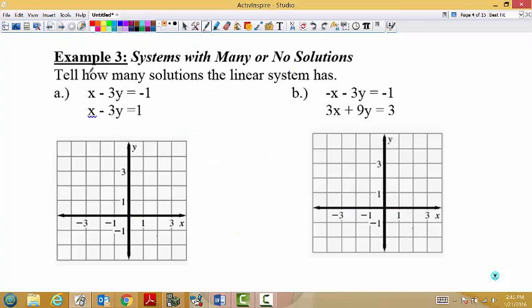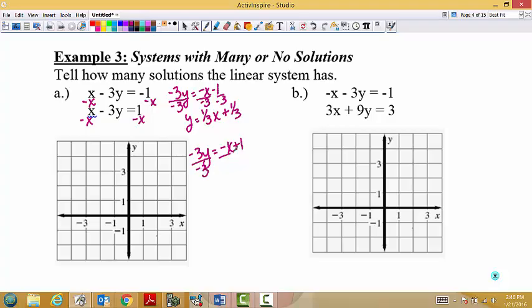Now it says tell me how many solutions the system has. Well, if I graph these, I'm going to have to solve them for y. So I got -3y equals -x minus 1, divided by -3, all the way across. So y equals 1/3 x plus 1/3. And then minus x, so -3y equals -x plus 1, divided by -3. Y equals 1/3 x minus 1/3.